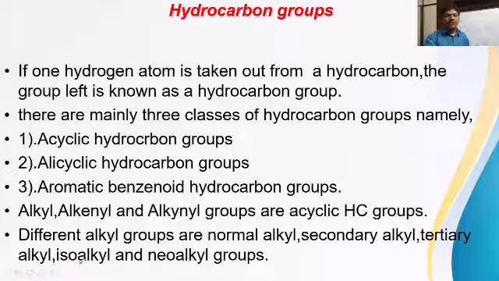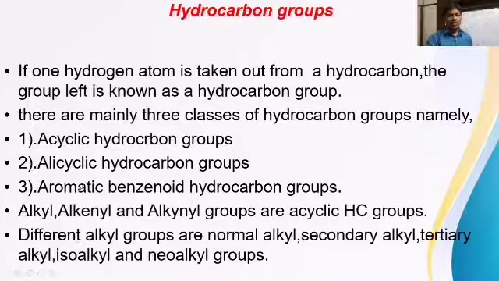And the next one is isoalkyl group. We discussed isopentane. And the next one is what? Neoalkyl group. Neoalkyl group means what here? From a neoalkane, one hydrogen is removed. From an isoalkane, if you remove hydrogen, that is called isoalkyl group. So isoalkyl group, neoalkyl group. So these are different types of alkyl groups.